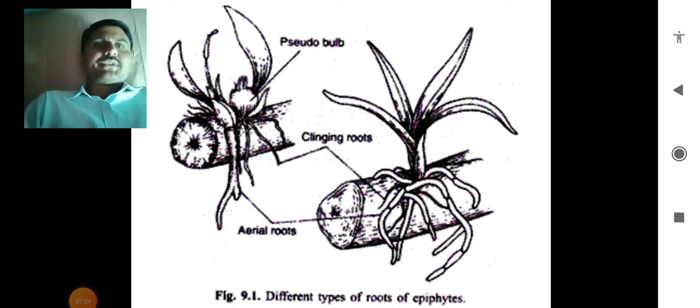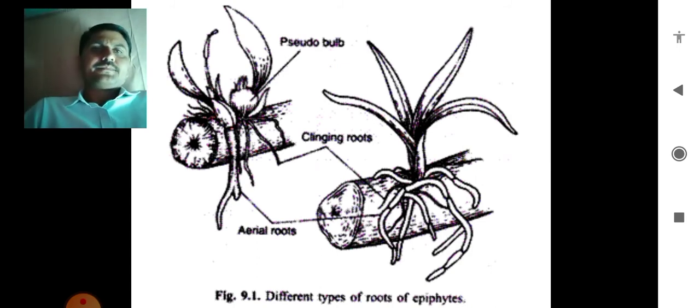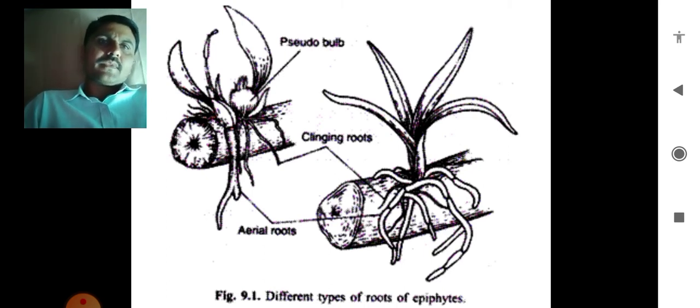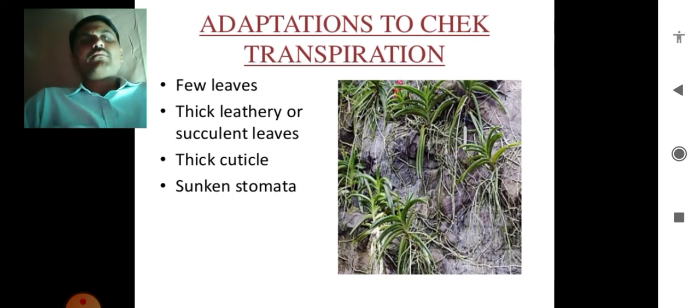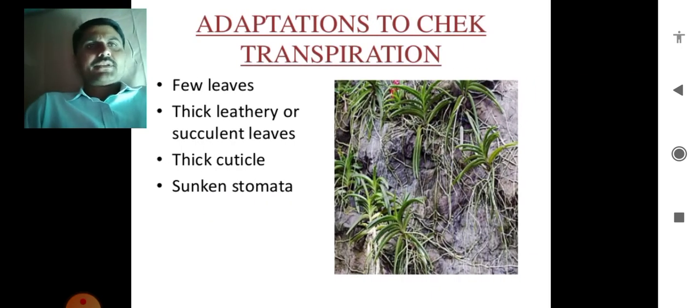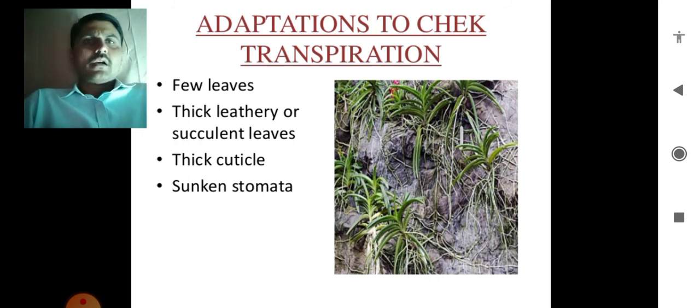Roots of epiphytes: see the aerial roots which lie free from the host. The clinging roots are just a support to the host, and the pseudobulb. Adaptations to check transpiration: few leaves, thick, leathery, or succulent leaves with sunken stomata.